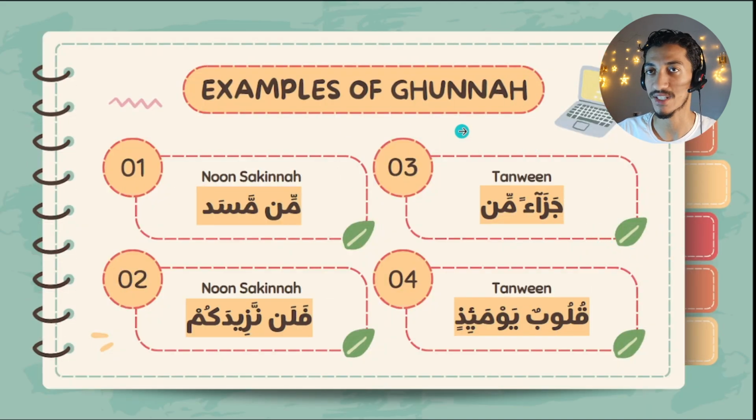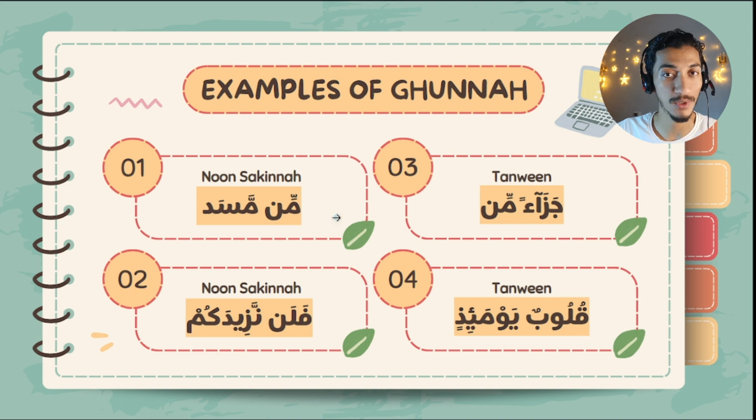Okay, let's get some examples to make it more clear. Here we have a Noon Sakina, min, and the next word starts with mim. Mim is one of our Idgham letters, and especially a Ghunnah one. It's yanmu: ya, noon, mim, and waw. Those 4 letters are Idgham with Ghunnah. And that's it. Noon Sakina, and there is mim. How to do it? The normal one will be min masad, but here we will do it as mim masad.